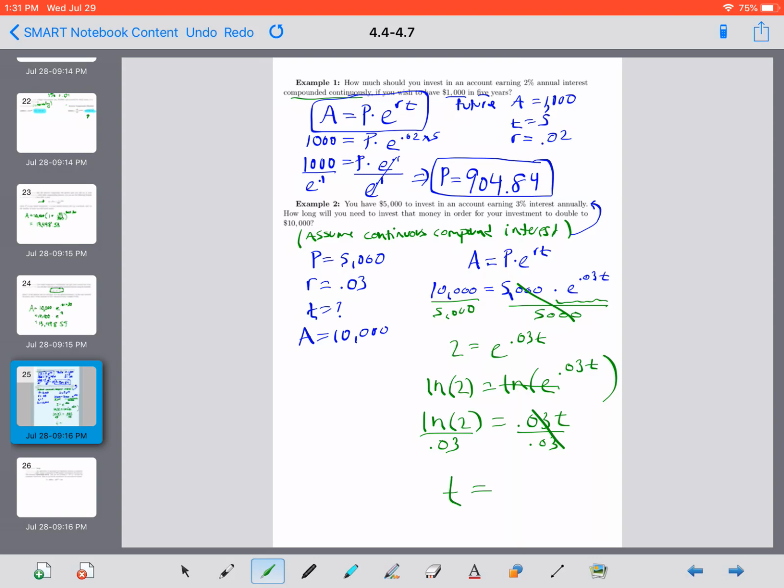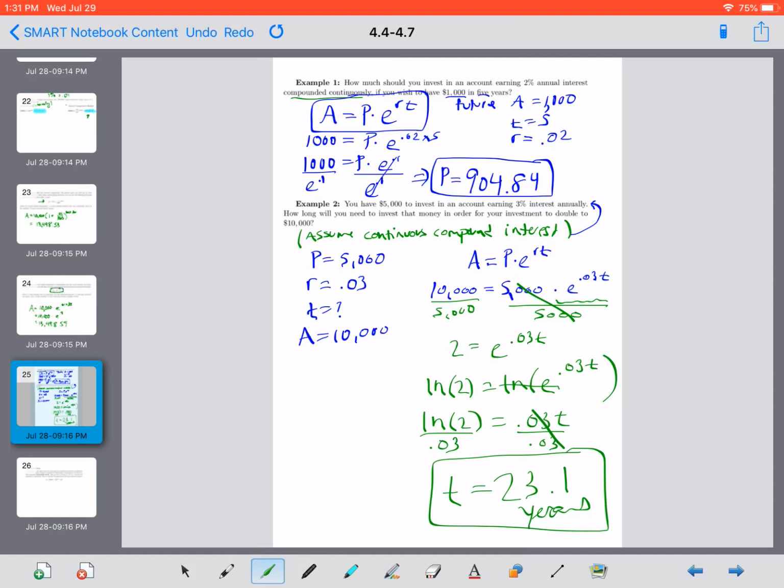I get that my time is going to be equal to, let's see, I did this on a piece of scrap work somewhere, 23.1. Oof. That's in years. So you would have to wait 23 years for your investment to double. I guess it's not so bad. With an interest rate of only 1%, that would take a lot longer. Much longer. Longer than we probably have in our lifetimes, maybe.